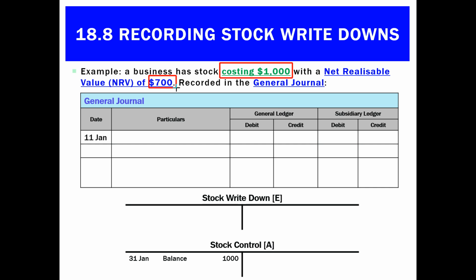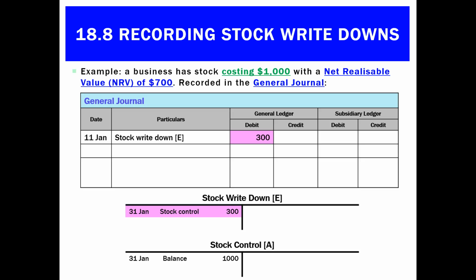So that is going to get recorded in my general journal. I've got what's called a stock write-down of $300. In the previous video, we said that's going to be an expense. When I have an expense, it's always a debit. So I will do a debit of $300 as an expense.